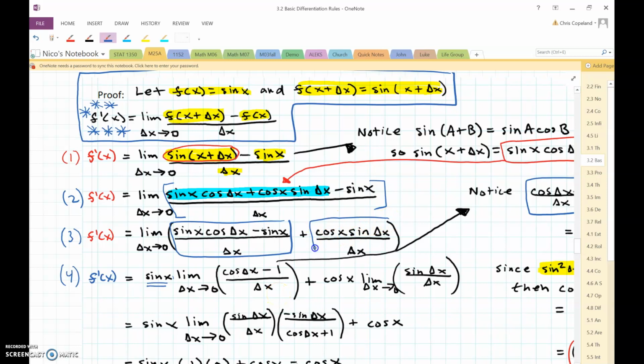Here, same thing. I'm going to factor out cosine of x. And I'm just going to distribute the limit over here as well. So I'm going to factor out cosine of x, and I'm still going to take the limit of delta x, or I'm sorry, the limit of sine delta x all over delta x as delta x goes to 0.